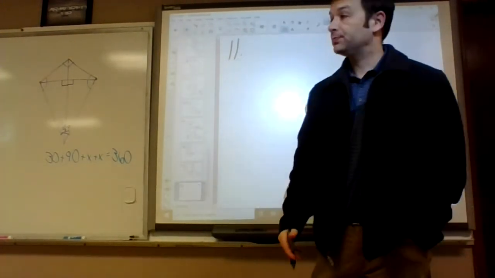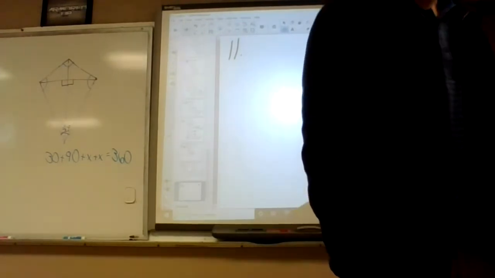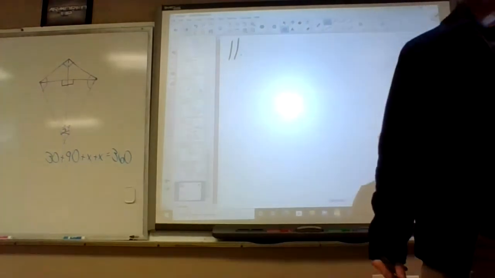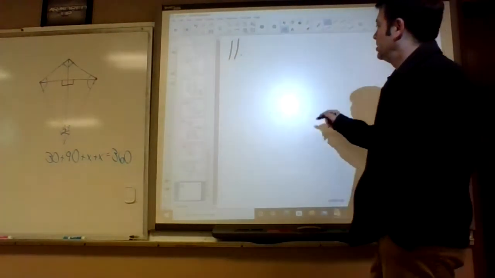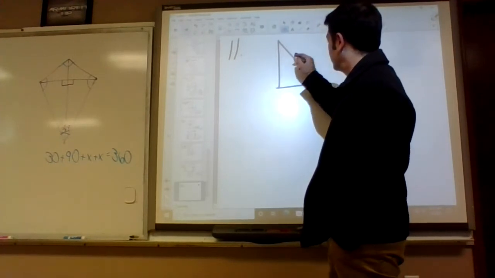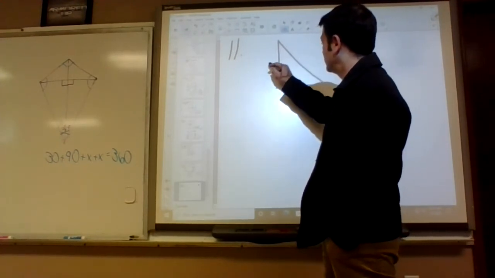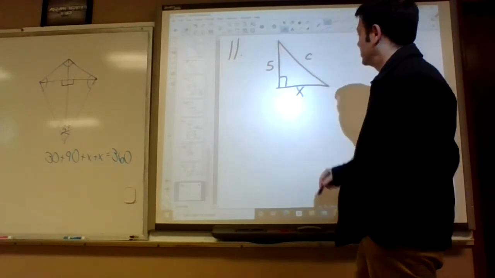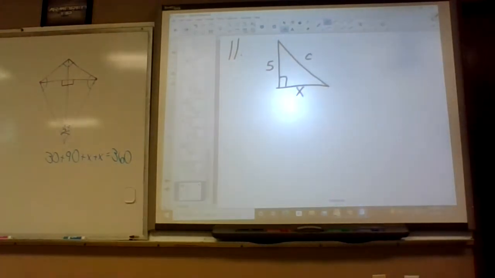Number 11. The hypotenuse of a right triangle with legs 5 and x. Okay, this will freak everybody out. We're supposed to find the hypotenuse of a triangle with legs 5 and x. I'll call the hypotenuse C, I guess. So how do I set this one up?